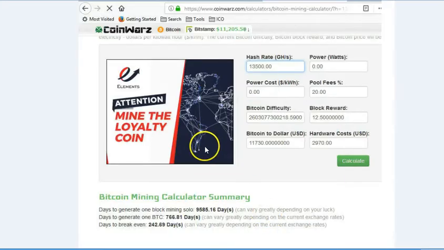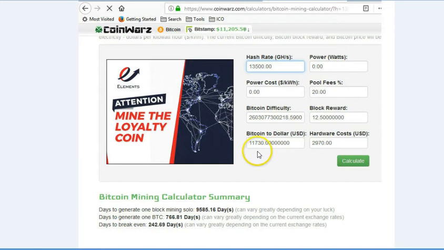This time we're going to go to coinwars.com again. The hash rate is 13.5 terahash or 13,500 gigahash per second. We don't spend any money on power. There's no power cost, so that's zero, because we're not using our own power. Now in this situation, we pay pool fees. This particular cloud mining contract provider charges an average of 20% pool fees. Leave the difficulty and the block reward.